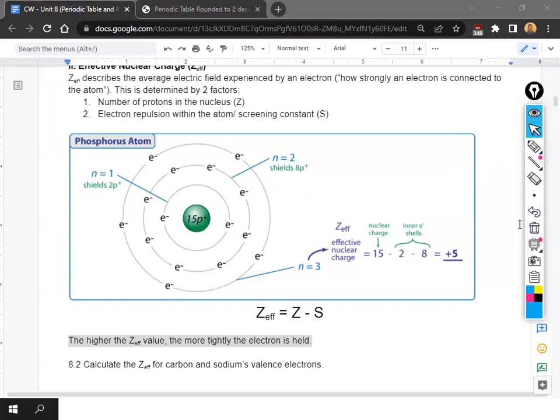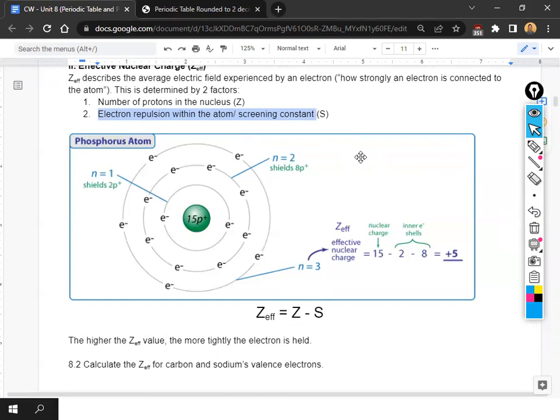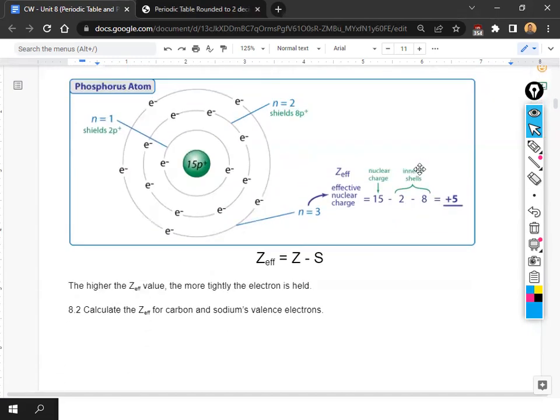Okay, so the way that we calculate Zeff is we need to subtract from the number of protons, which is Z. So the proton number will be constant for every single element. And then we're going to subtract S, which is the electron repulsion, or it's called the screening constant, okay? But there's a very easy way to calculate the S. You can kind of see an example right here. The way that we calculate S is just going to be the number of inner electrons, the core electrons.